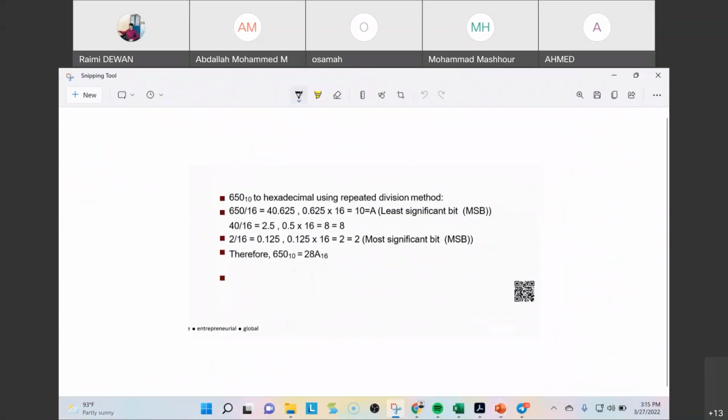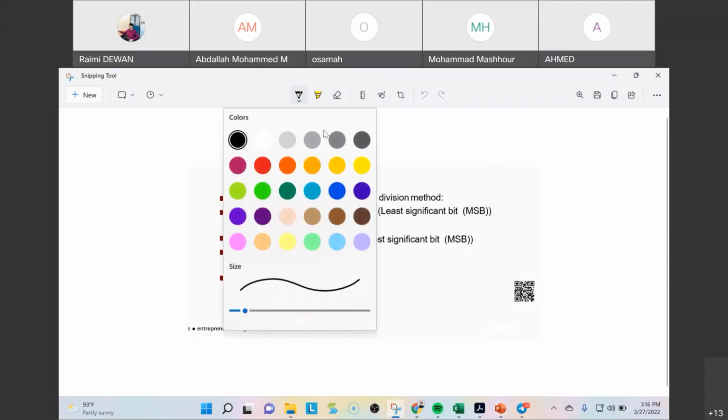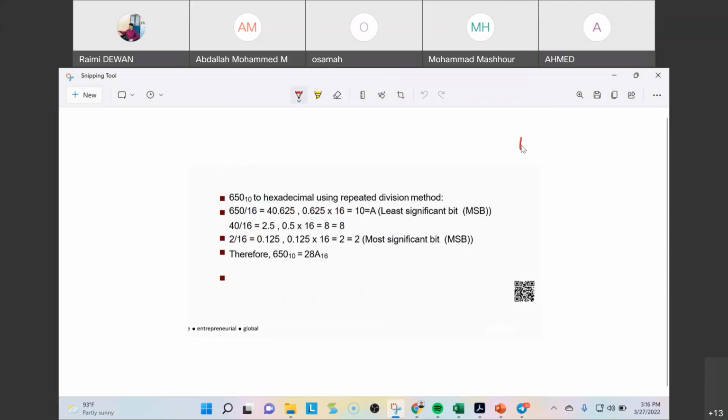Okay, so the question is asking to convert to hexadecimal using a repeated division method. You need to read the question, because sometimes the question will ask using what method, so you need to know the method. This one is called the repeated division method. This one is 650 in base 10, and we convert it to base 16. So you write 650 first, and then you divide by 16.